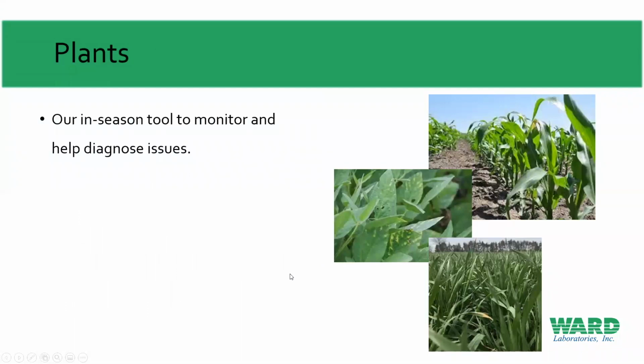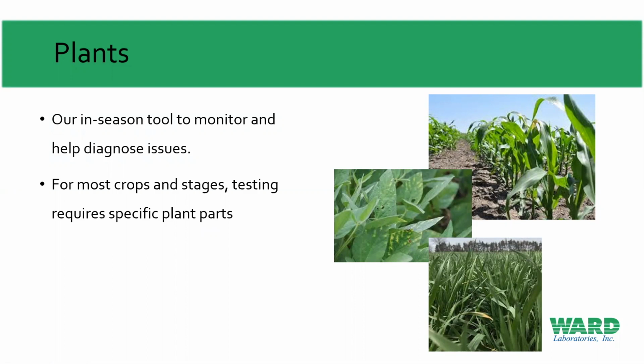Next, I'm going to shift gears a little bit and talk about plant analysis. This is a great in-season tool to monitor how we did on maybe our fertility program, as well as to diagnose different disease issues. For most crops, the sampling and the interpretation are very much crop and stage specific. And the calibration is even specific to the stage. A corn plant at 6th leaf is not the same as a corn plant that's at tasseling. So different stages require different fertility.